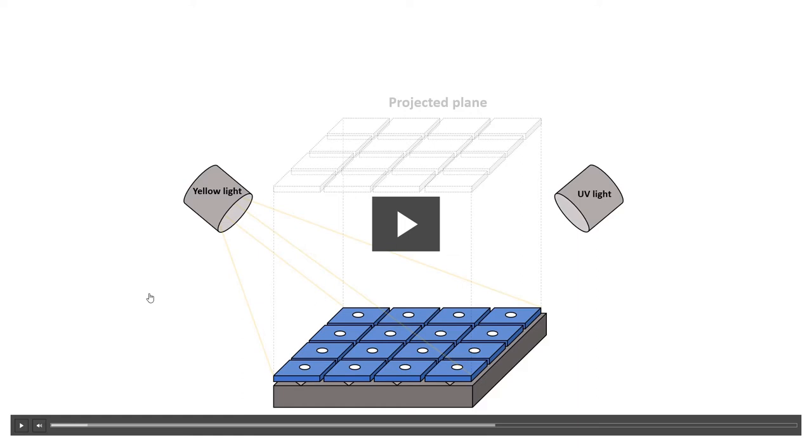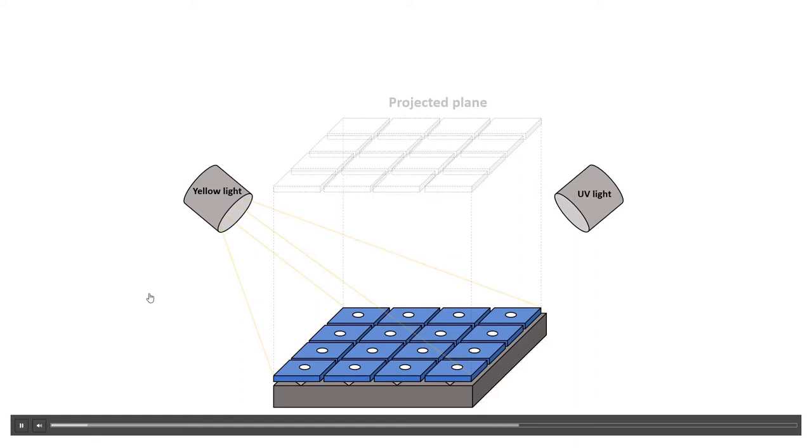On either side of the DLP chip, there is a yellow light source used for the illumination of the microscope camera, and a UV light source used to expose the photoresist. Each mirror can either be oriented towards the yellow light or towards the UV light.